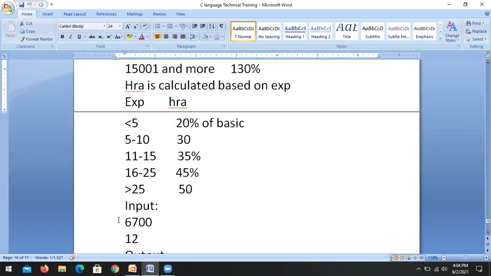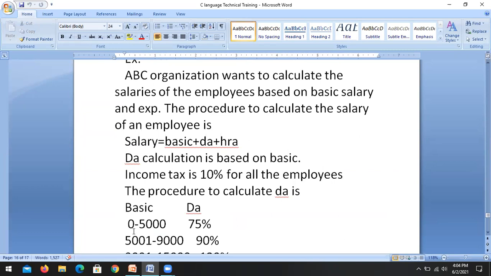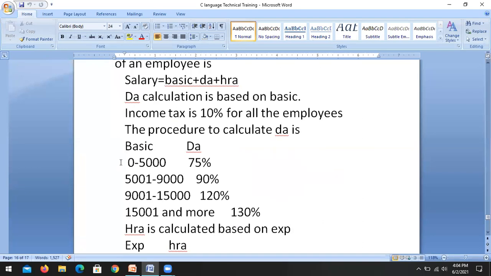The input is basic and experience. The first line indicates the basic and the second line indicates the experience. How can we calculate the DA? DA is calculated based on this formula. Is DA common for all? No. If it were common for all, there would be no need to write any selection statement. If it differs from one person to another, then you must write a selection statement. We know that if is a selection statement.